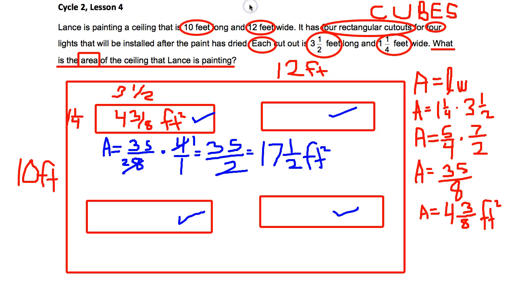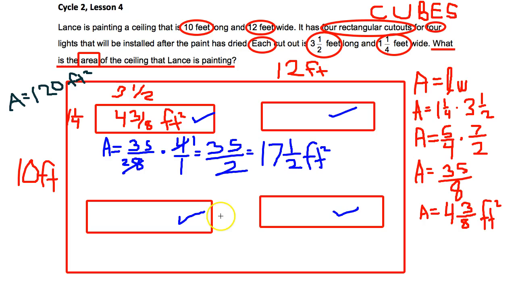So now I'm going to find the area of the whole thing. Just to make it easier on myself, if area is the length times width, I know 12 times 10 is 120. So 120 feet squared is the area of the total ceiling before subtracting the cutouts. So 120 feet squared is the area of the whole thing, but I still have to subtract from it 17.5 feet squared.